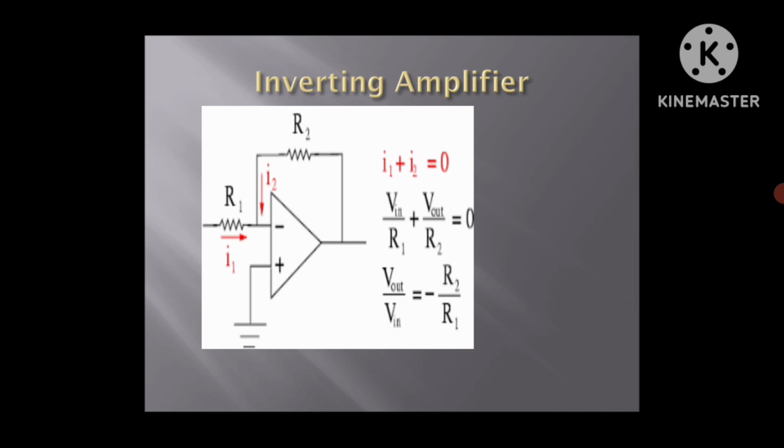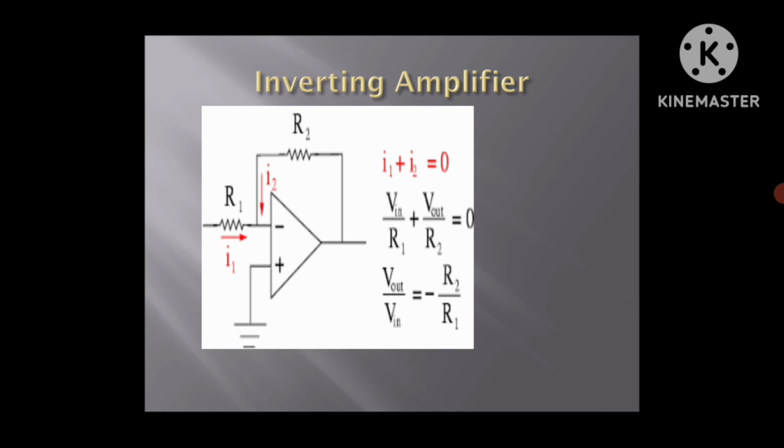Solving this equation, we get Vout by Vin equal to R2 by R1. So the Vout depends on R2 by R1. If we change the value of R2 by R1, we change the output of the inverting amplifier. The minus sign indicates the input and output are 180 degrees out of phase, which means if we give a positive input, we get a negative output.